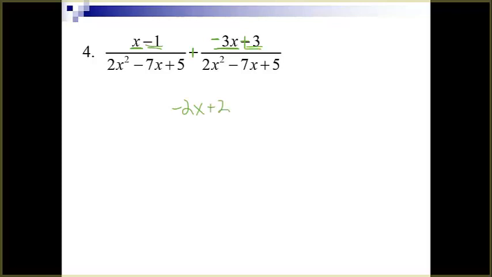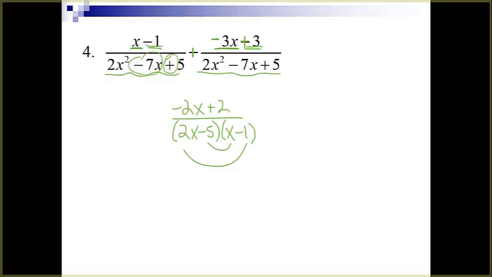And then I've got my like terms of 3 and negative 1, which gives me plus 2 all over this guy here. They are the same, but I'm going to factor it. So we get 2x minus 5 and x minus 1. Just to make sure, the outer part is negative 2x, the inner part is negative 5x. That adds to give you negative 7x, which is what we want, and the signs inside the parentheses are the same. So that means that it is fully factored.